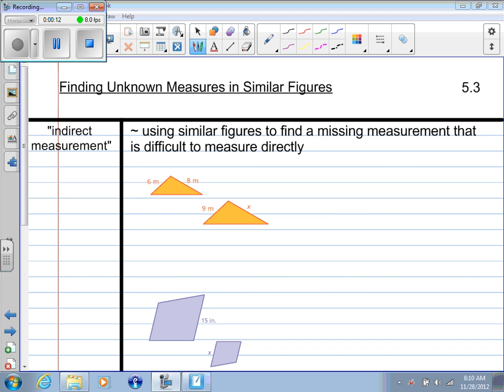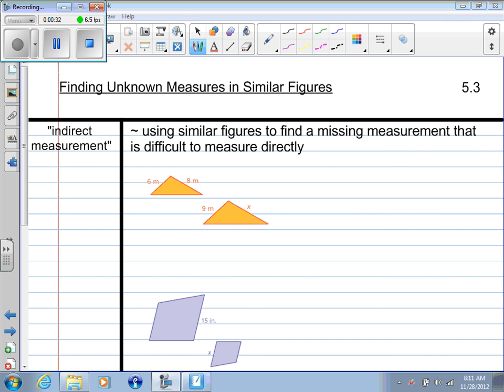Write down the vocabulary term, indirect measurement. The definition of indirect measurement is using similar figures to find a missing measurement that is difficult to measure directly. So think about trying to find the distance from the Earth to the Sun. That's not something you can go out and just measure directly. So we would have to use another method.